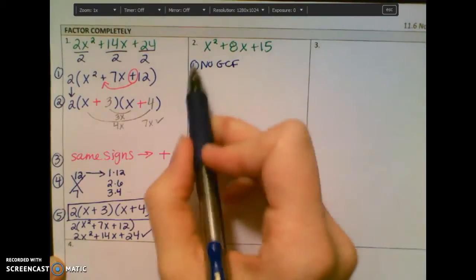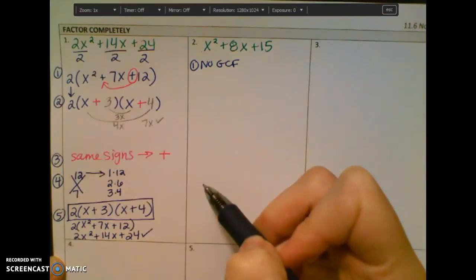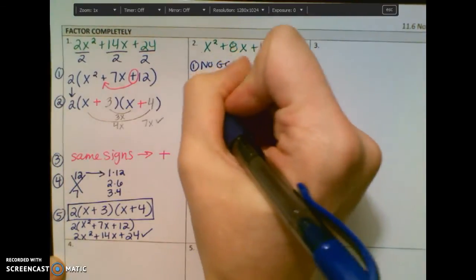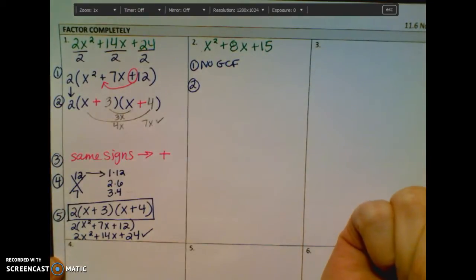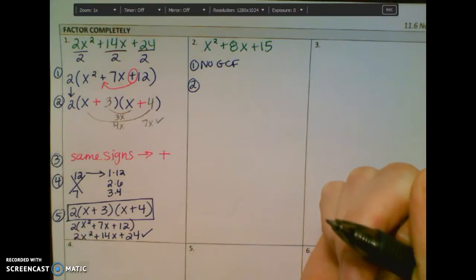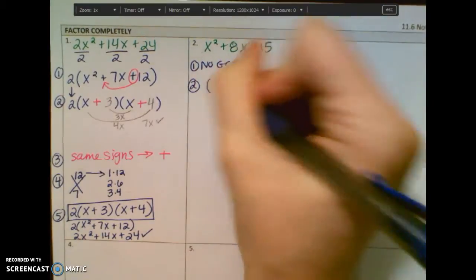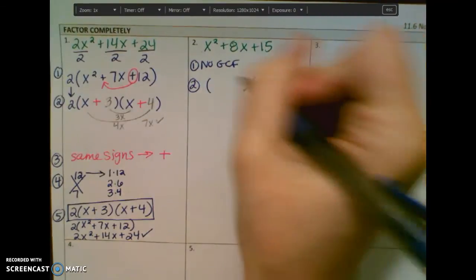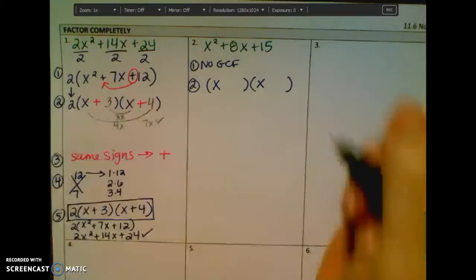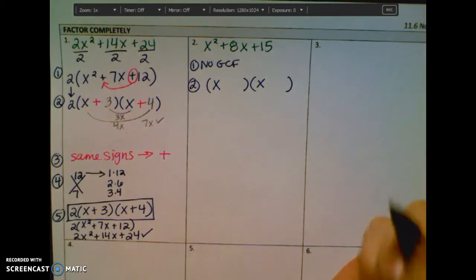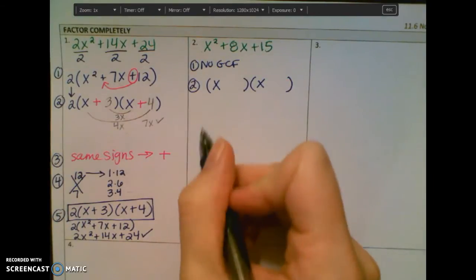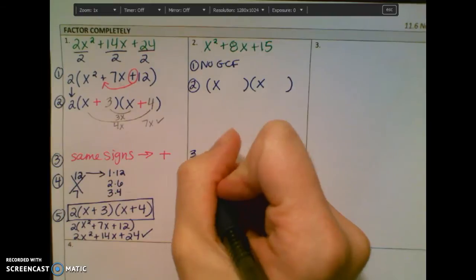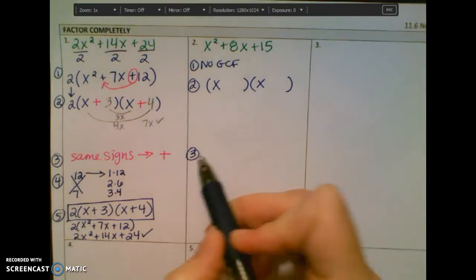And you don't have to write that out, but I like to go ahead and write out all of my steps to make sure I'm covering all of my bases. So now step 2 is what? It is to draw the parentheses and fill in the variables. So there's no GCF to put in front, so I just have 2 pairs of parentheses with x and x. Then I need to go to step 3. And step 3, again, I'm going to leave a little room for work.